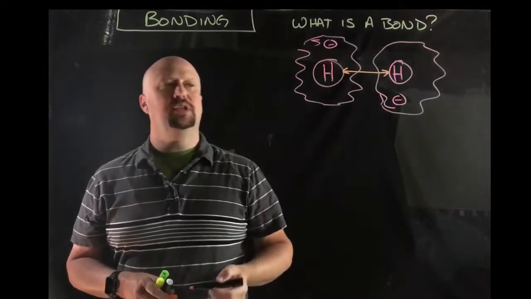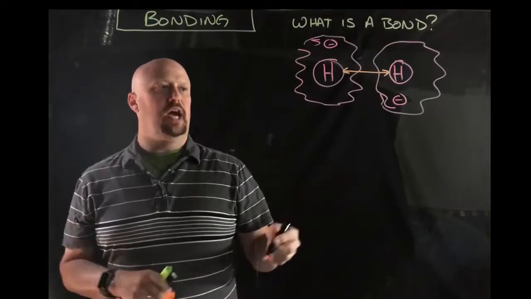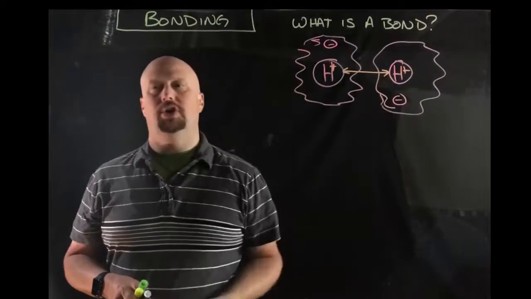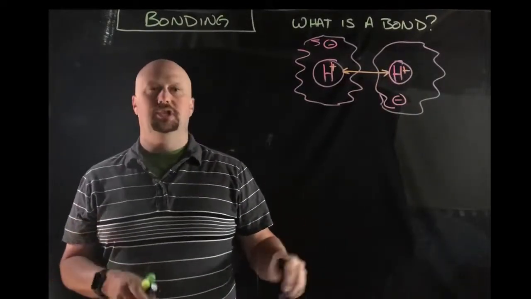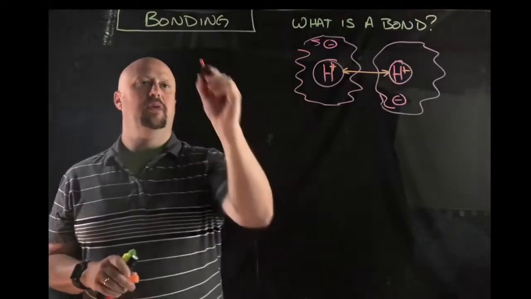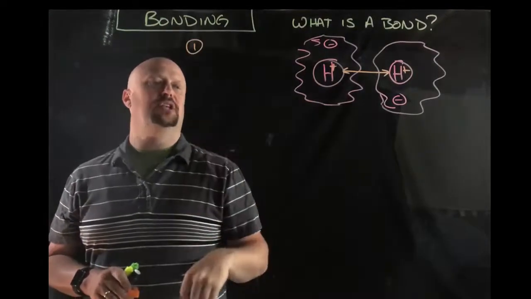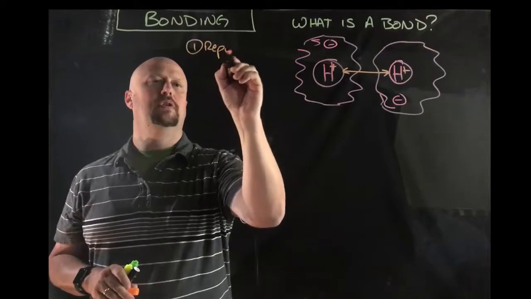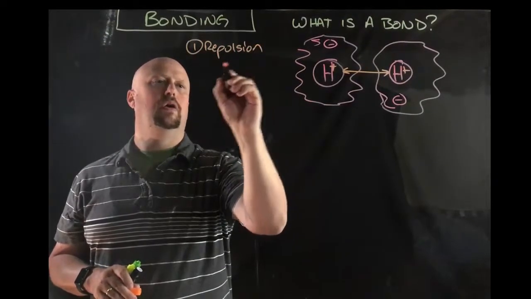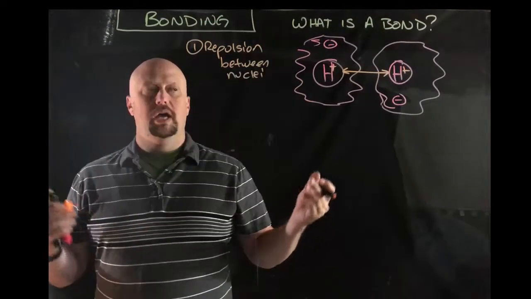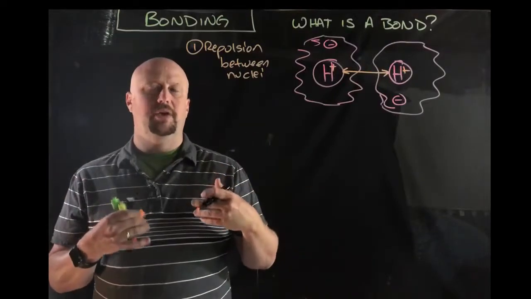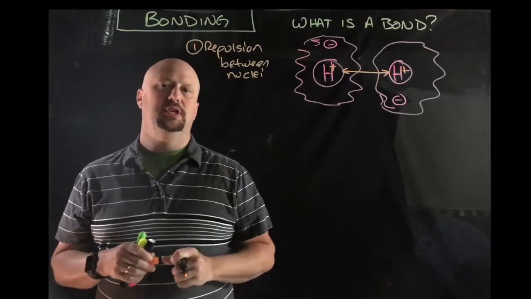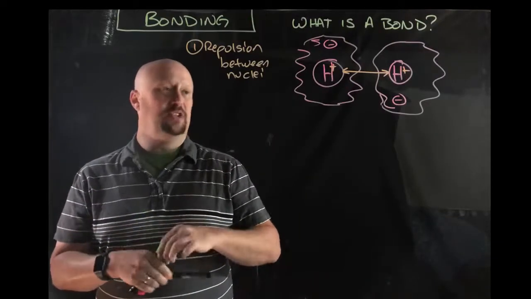The interaction between the two nuclei is that nuclei have what kind of charge? Obviously, nuclei are positively charged. And what do like charges do with each other? They repel each other. So the first interaction is repulsion. Anytime the two atoms are trying to come together, one of the interactions is a repulsion between the two nuclei. So that's the first one.